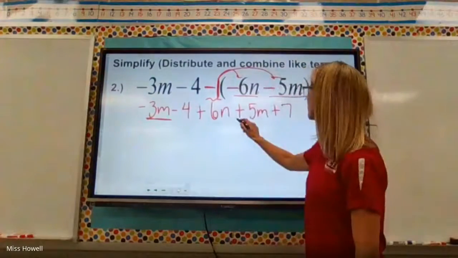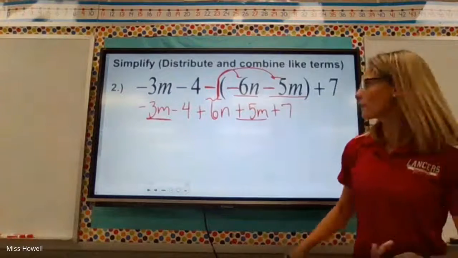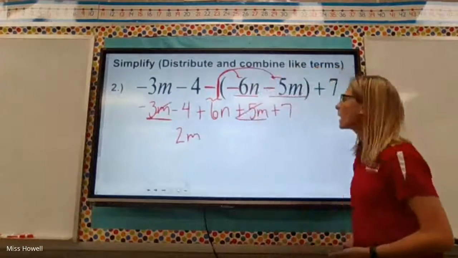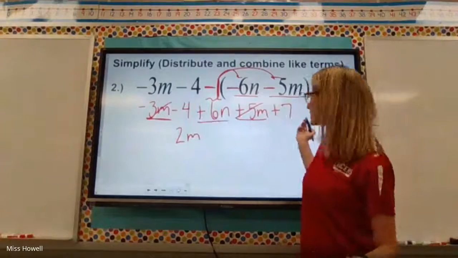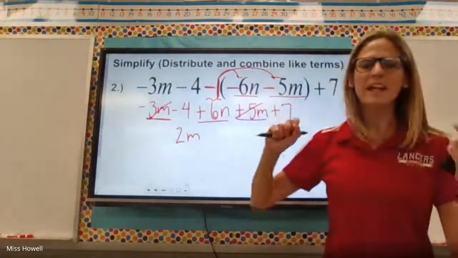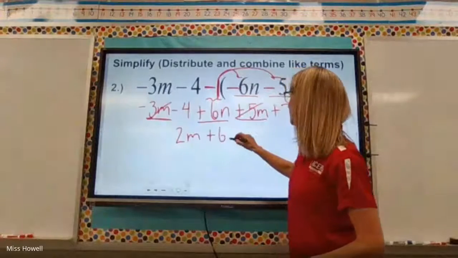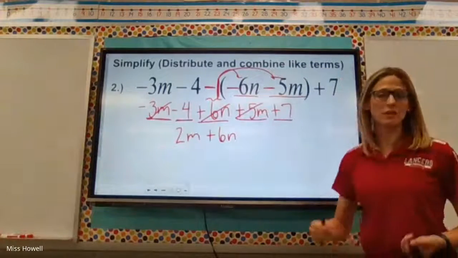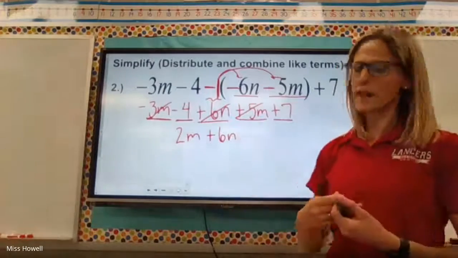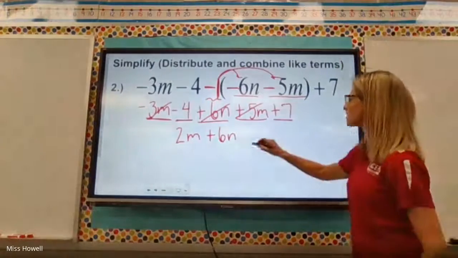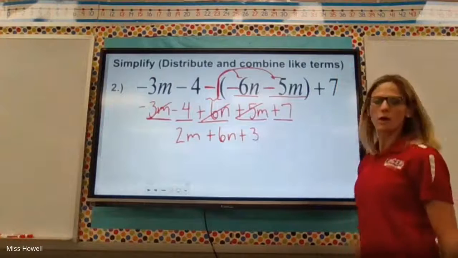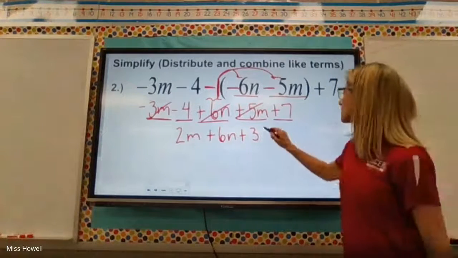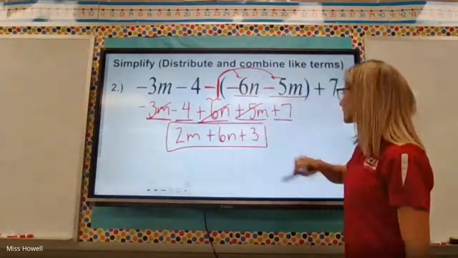Negative 3m plus 5m. So negative 3 plus 5 will give us a positive 2m. Done. All right, let's go. Plus 6n has no like term, so it can't be simplified any further than just plus 6n. And then we have minus 4 plus 7, right? Those are constant terms. They're just numbers that can go together. So negative 4 plus 7 would give us a plus 3. So our most reduced version, we can't go any further than this. We have no more like terms, would be 2m plus 6n plus 3.